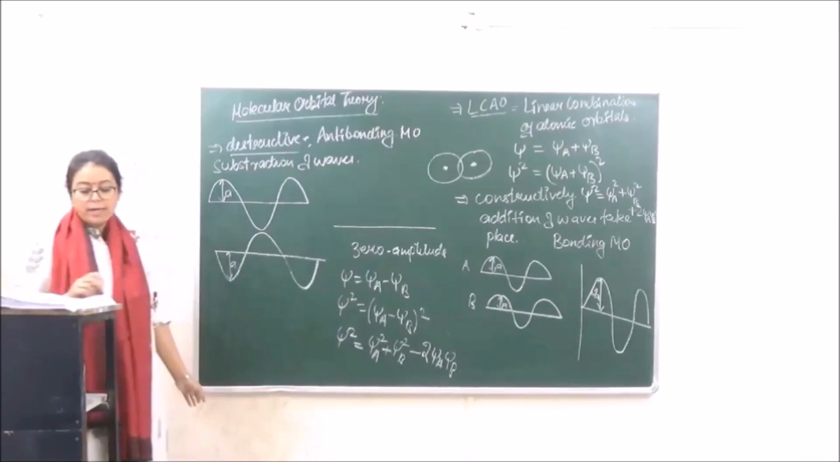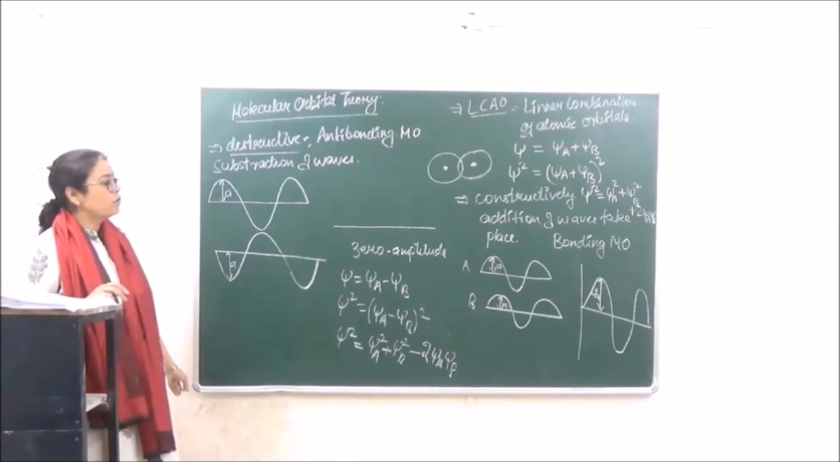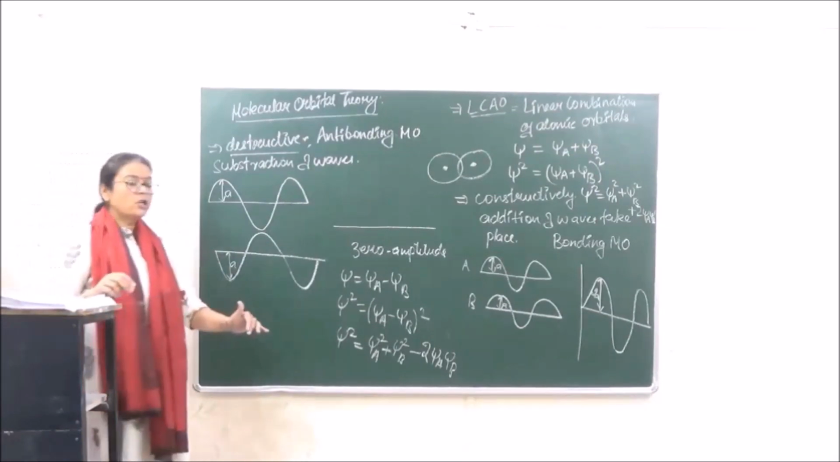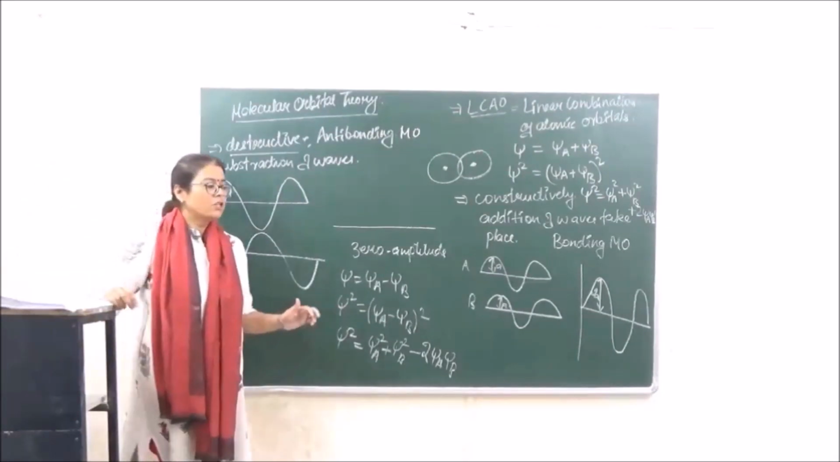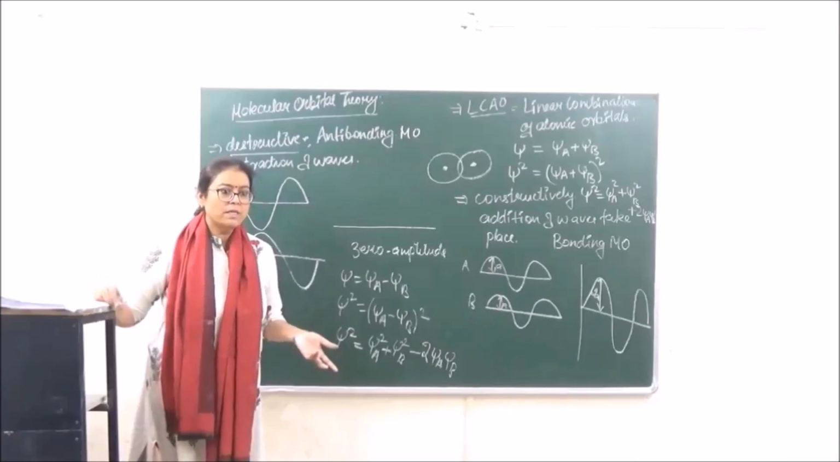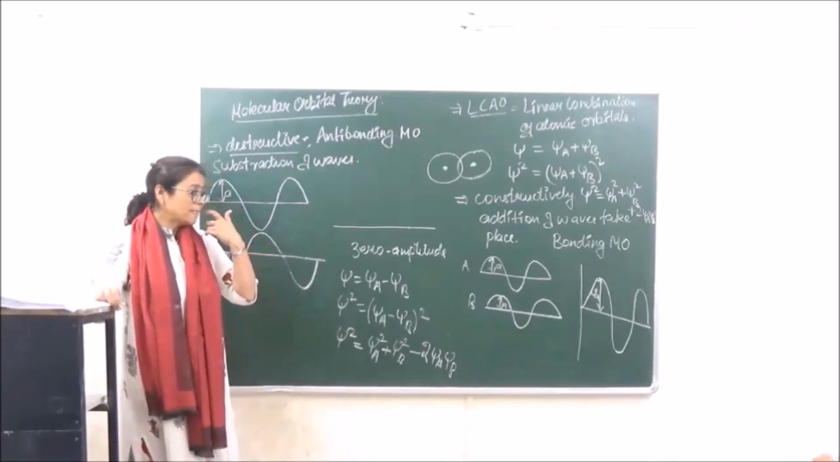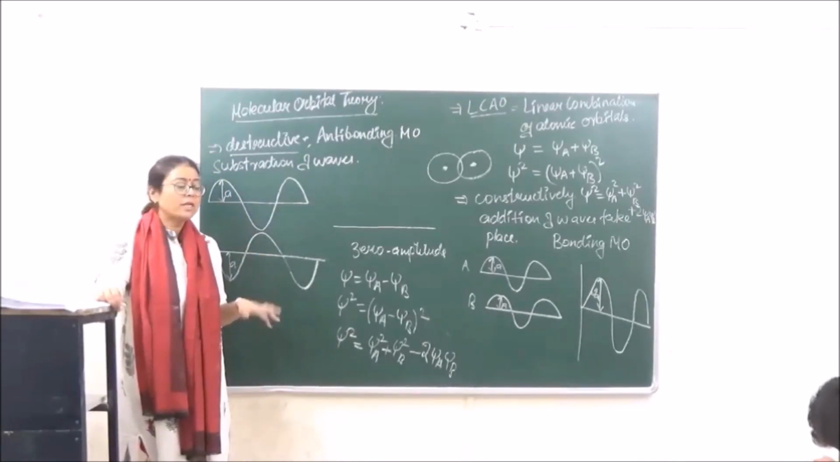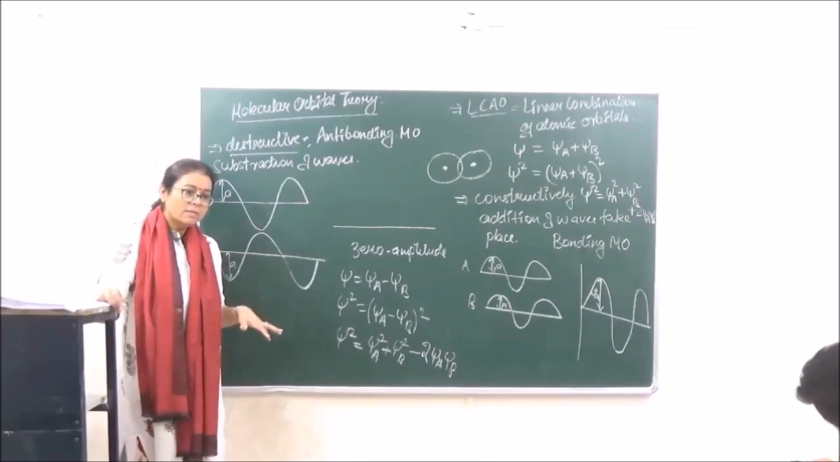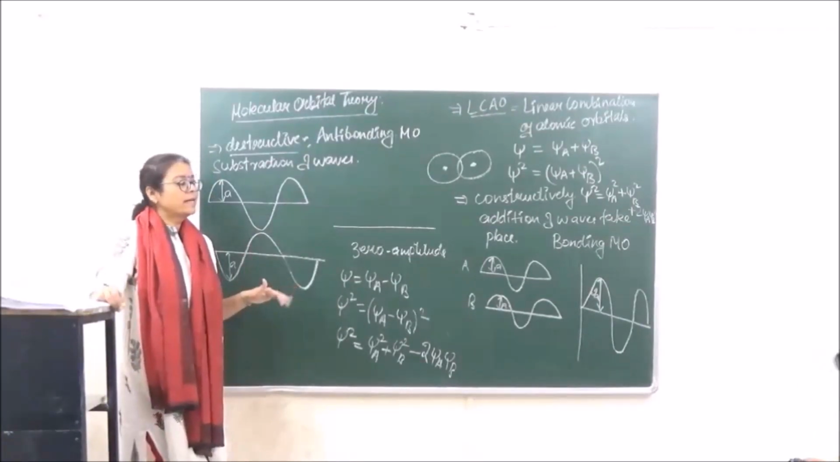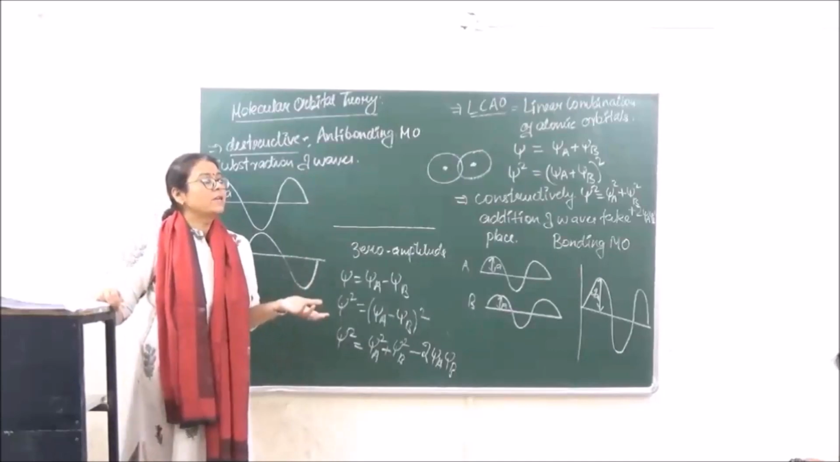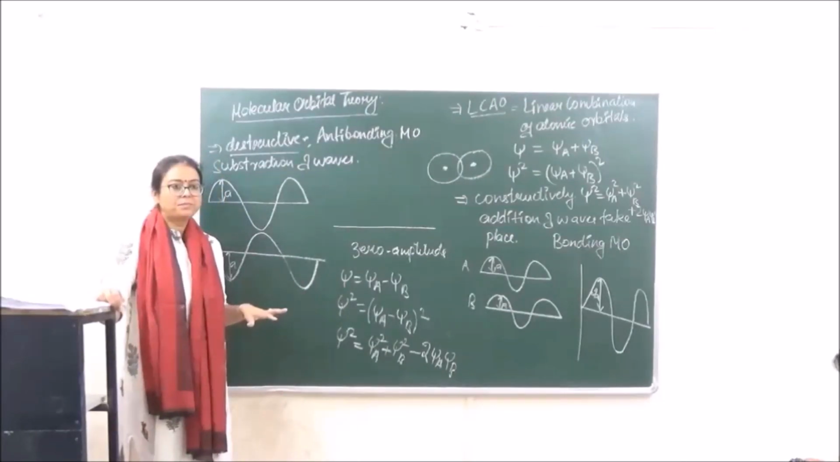Okay? Now, bonding molecular orbital is always going to be more stable because it is at a lower energy. We know that energy is inversely proportional to stability. So bonding molecular orbitals are at a lower energy, hence they are going to be more stable, whereas anti-bonding are at a higher energy and hence they are going to be less stable.